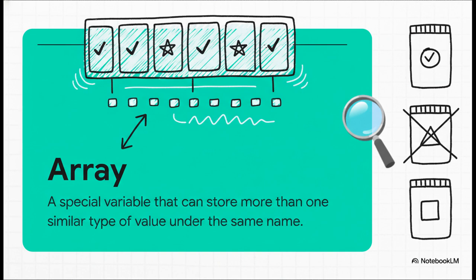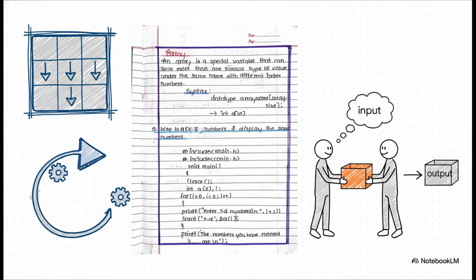Now here's the one big rule you've got to remember. All the values inside that container have to be of the exact same data type. And actually putting this into code, it's surprisingly simple. You can see here, we declare an integer array, int a[5], which basically says, hey computer, give me 5 slots for integers. Then we use a for loop, which is a total workhorse in C, to cycle through each one of those slots and fill it up with a number the user types in. It's clean, it's efficient, and it's really powerful.